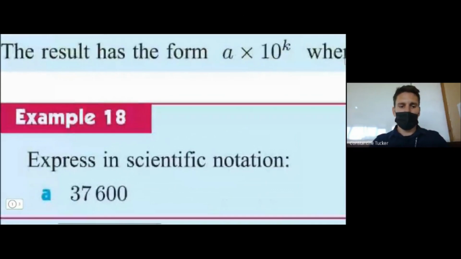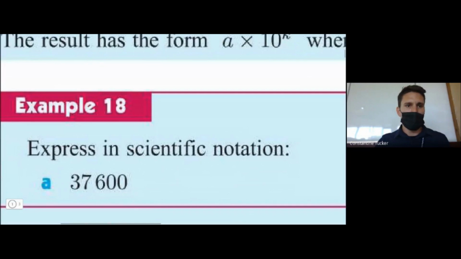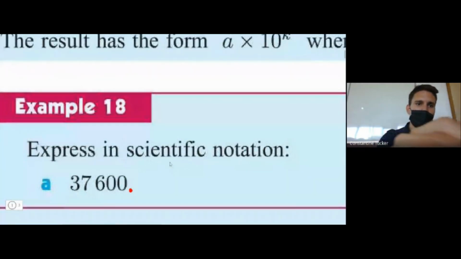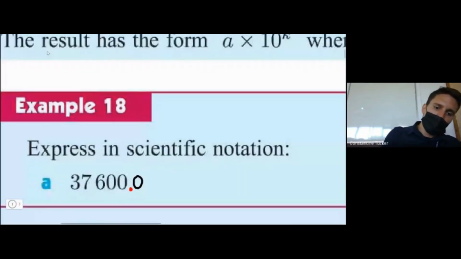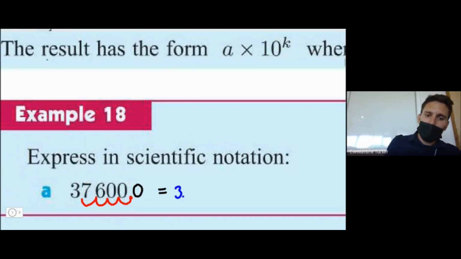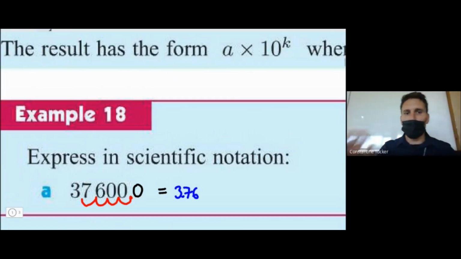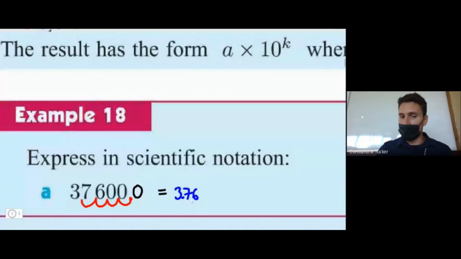So if you have this question, this example right here, you can imagine there's an invisible dot at the end of the number. So let's just make this dot red. Imagine the dot is here. And now we want to write this in scientific notation. So imagine there's a dot and a 0 after that. What we want to do is move this dot to the left so that the dot is actually between 3 and 7, because that will mean that the number we have is 3.76, which is acceptable by scientific notation because we want A times 10 to the power of K, where A is between 1 and 10. So this is between 1 and 10, so we're happy.